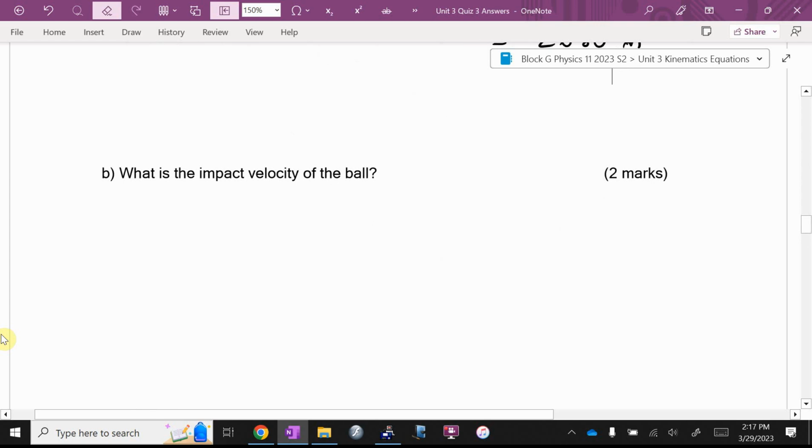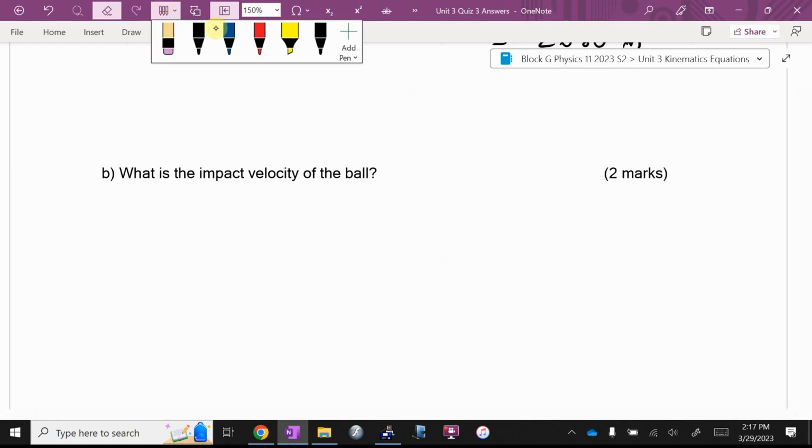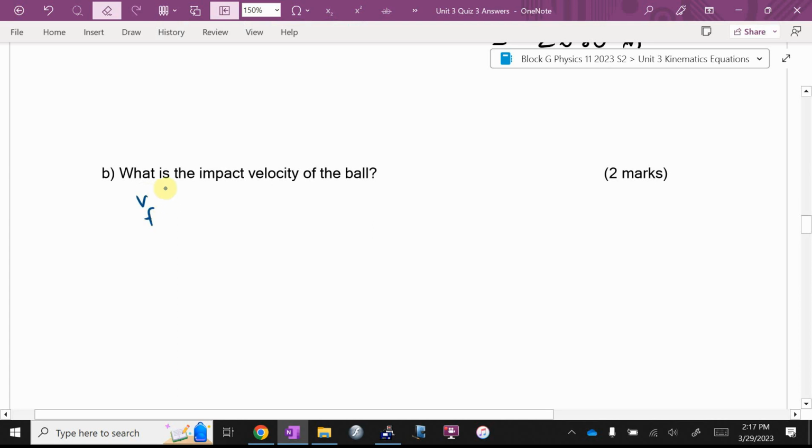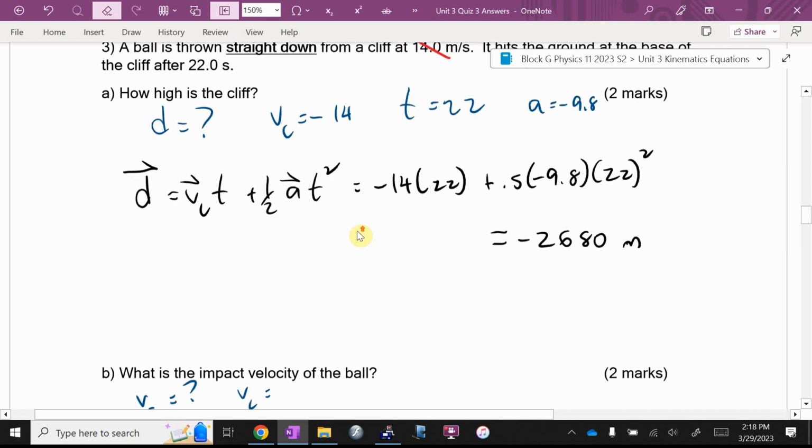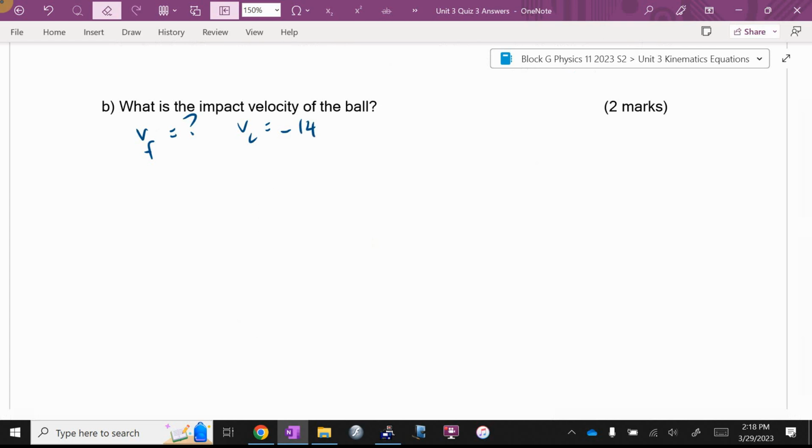B. Hannah, what's B asking me to find? Do you know what VF isn't? 0. I think we're at the bottom. I've scrolled down though, so I think I can still use VI. What was VI, Mr. Dueck? Negative 14. A was still negative 9.8. Oh, and T is still 22.